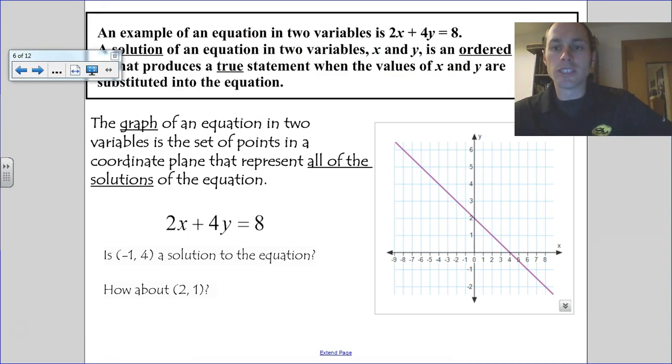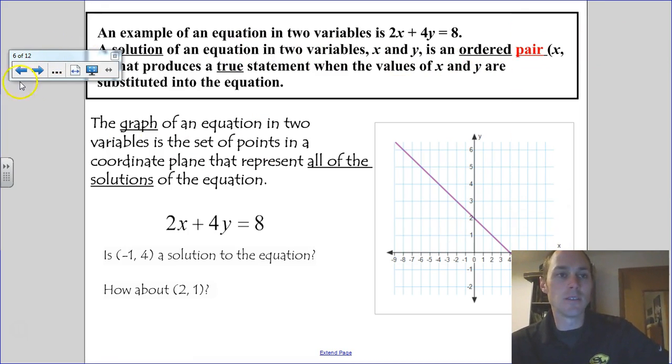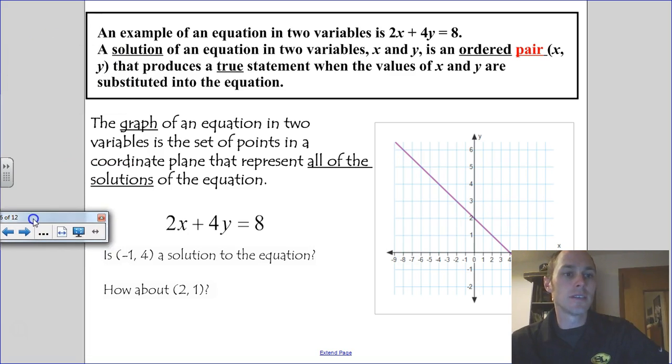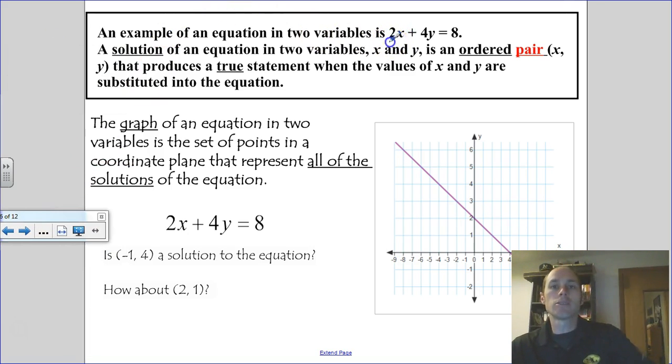Let's talk about solutions, what that means to be a solution of an equation. So if we have this equation here, 2x + 4y = 8, a solution would be the ordered pair that produces a true statement. So the specific value of x and y is going to make this true. So for instance, let's take a look at (-1, 4).